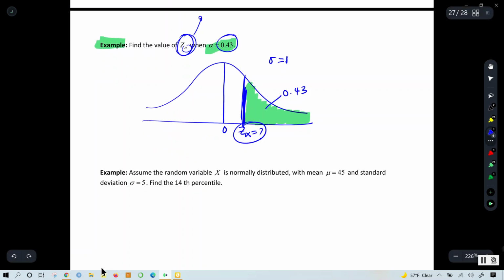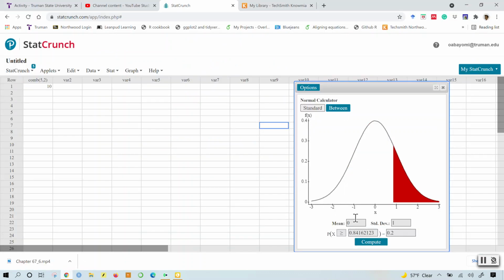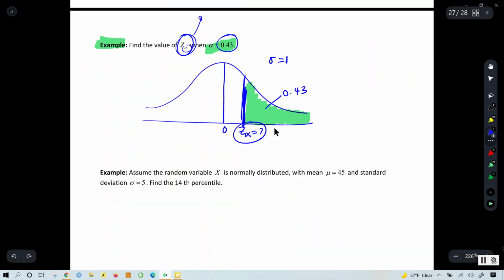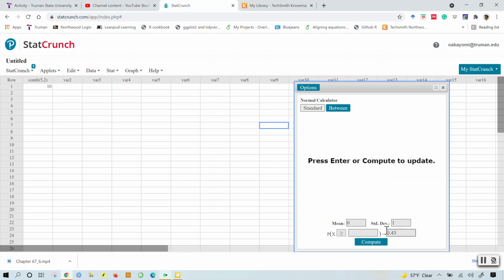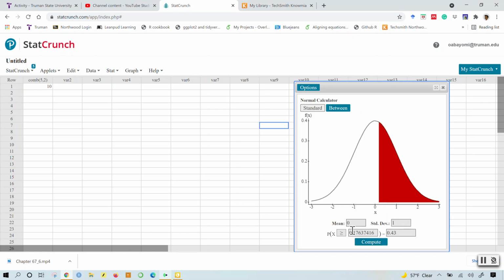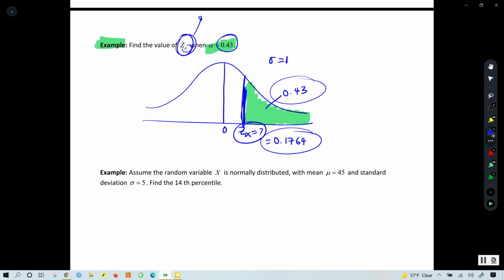That is what we want to find here. So all I need to do is go to StatCrunch, and I'm going to go to my standard case. The mean is 0, the standard deviation is 1, and I want the area to the right to be equal to 0.43. So I will set that up, 0.43, and compute. That number is 0.1764. That is the number such that the area to the right is 0.43.